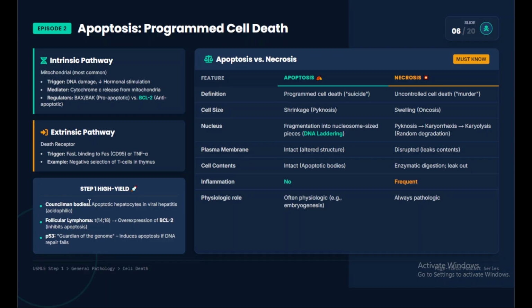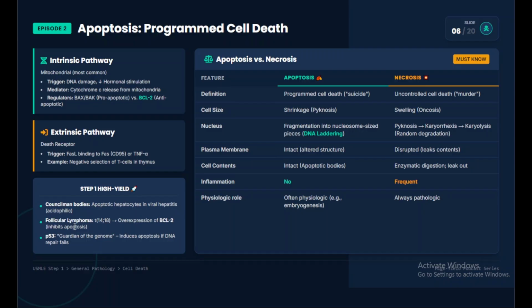Now, there is also something called apoptotic bodies, and they are small. Actually, these Councilman bodies are called apoptotic bodies, and they are small intact cell fragments ready for phagocytosis, and that's it. So this is just an example of Councilman bodies and how they appear under the microscope. And remember, Councilman bodies are very important for your exam, and the USMLE frequently asks about these things, right?